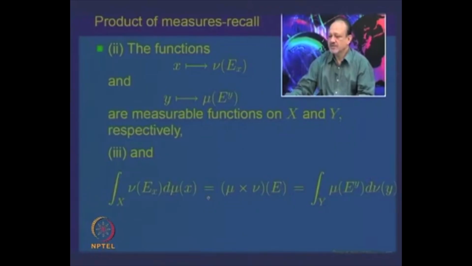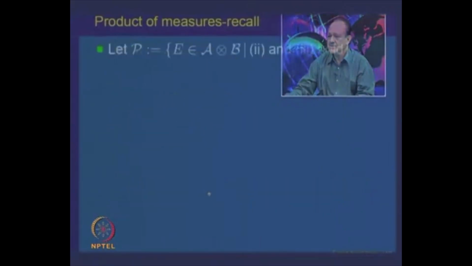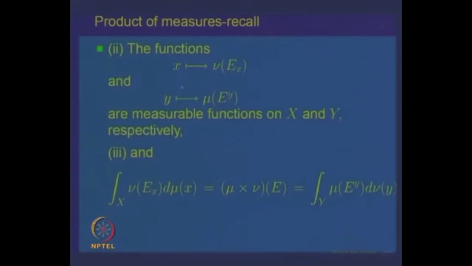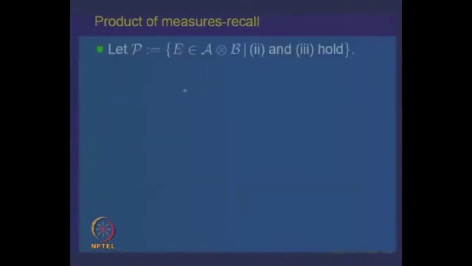So, to prove this, what we said, let us look at the class of those subsets E in the product sigma algebra for which this is true. So, we constructed the class P, all those subsets in the product sigma algebra such that the previous two claims, namely claim 2 and claim 3, both hold, namely x going to nu of E_x and y going to mu of E_y are measurable functions.